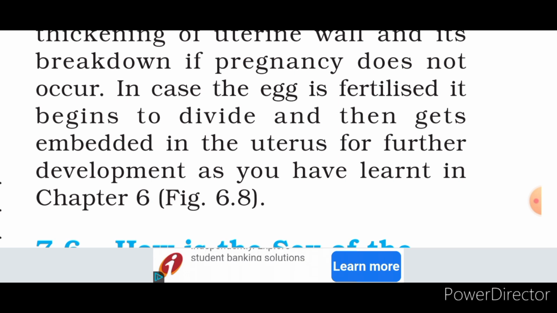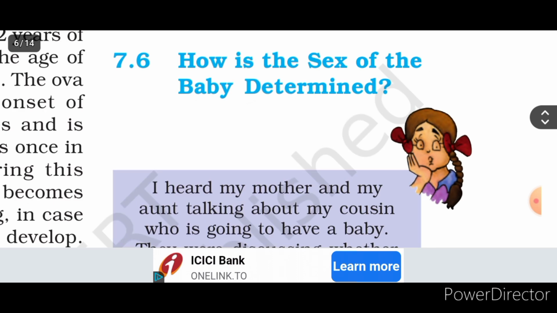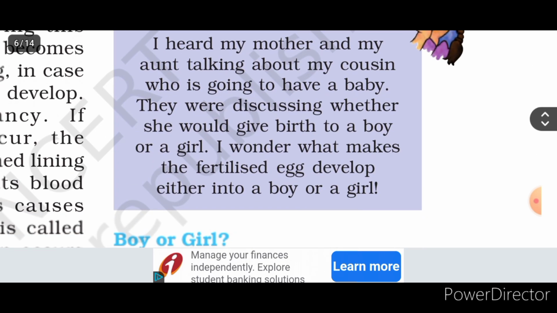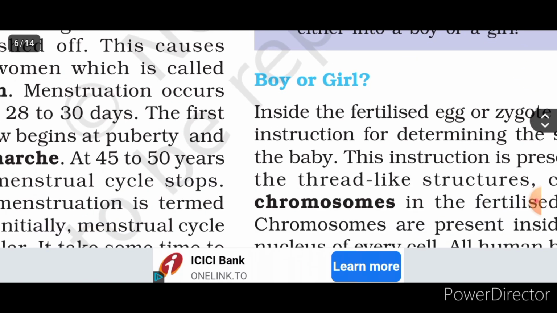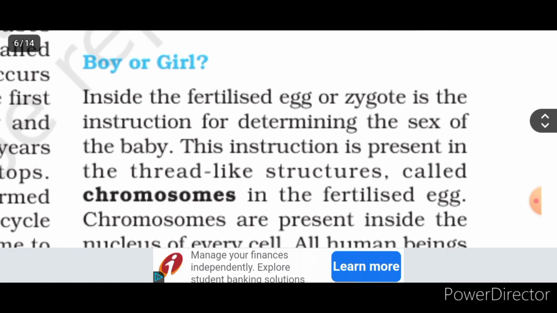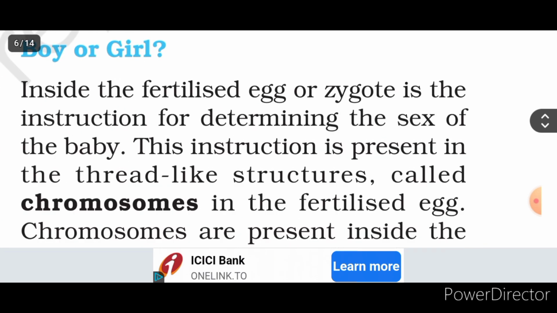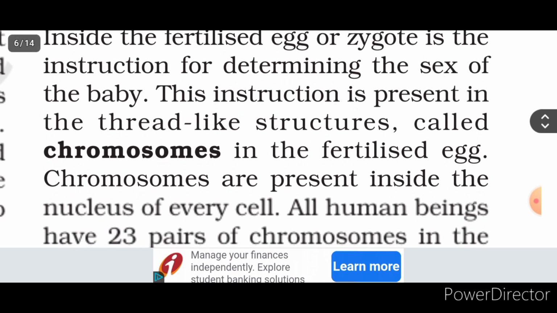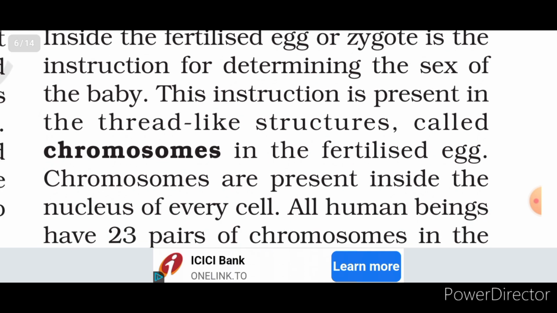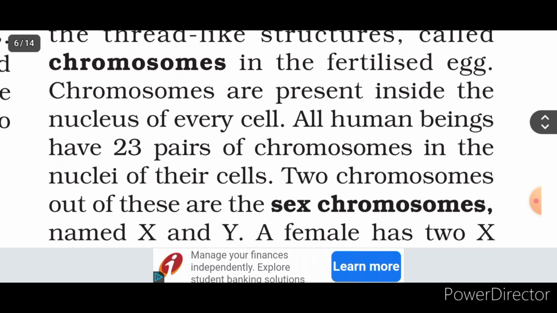As you see, how is the sex of the baby determined? Boy or girl? How can we decide whether the baby is a boy or a girl? Inside the fertilized egg, or zygote, is the instruction for determining the sex of the baby. This instruction is present in thread-like structures called chromosomes. In the fertilized egg, chromosomes are present inside the nucleus of every cell.